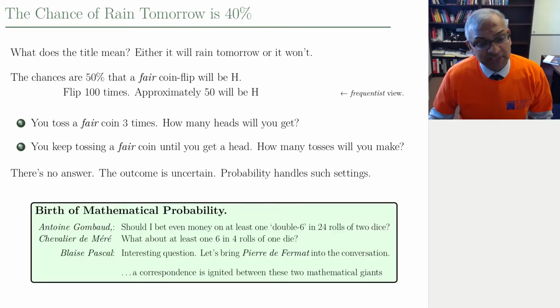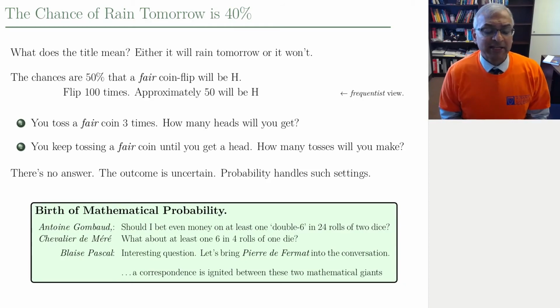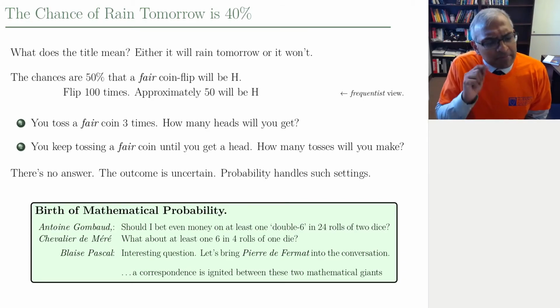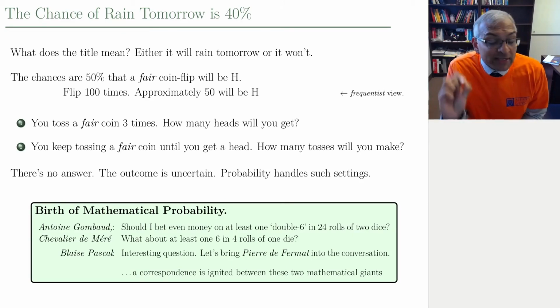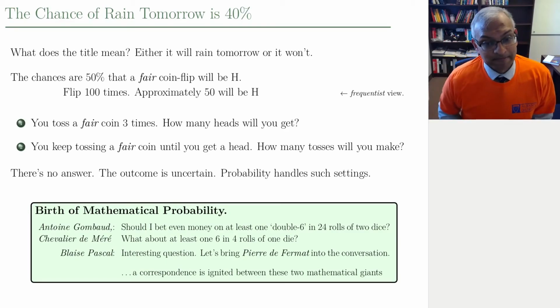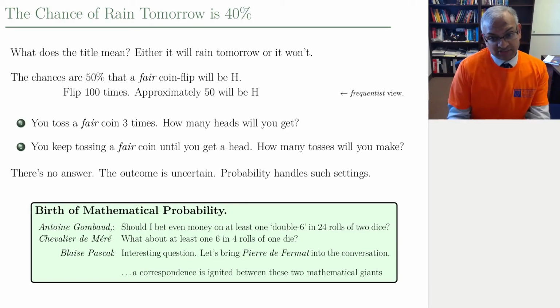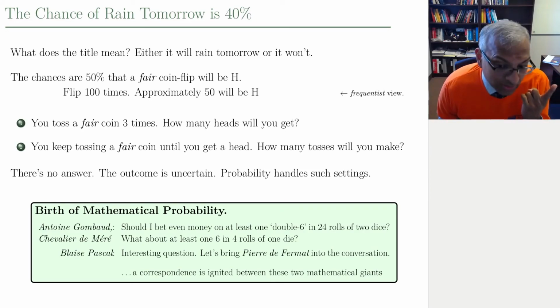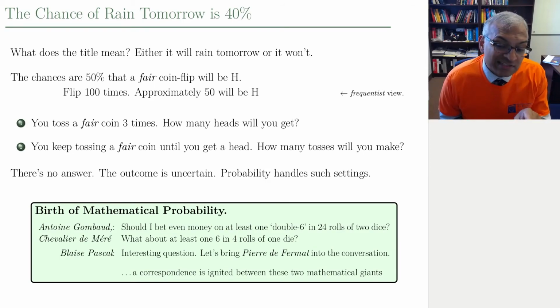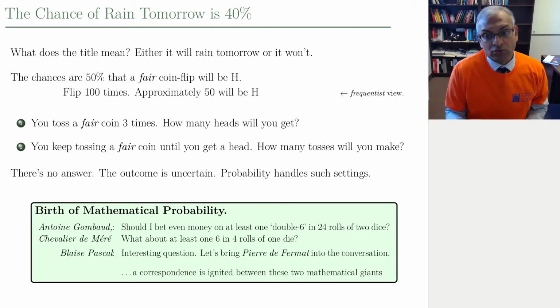Now for some history. Let me tell you a little bit about the birth of mathematical probability, and it's an interesting story. There's an interesting character, Antoine Gombaud, Chevalier de Méré, and he's a gambler. In his wheeling and dealing, he wants to know, should I bet even money on at least 1 double 6 in 24 rolls of a pair of dice? So you roll the pair of dice 24 times, and if a double 6 appears, you win. Is it worth even money? He also had the question, what about at least 1 six in 4 rolls of a die? You roll the die 4 times, and if a 6 appears, you win. Is that worth even money?